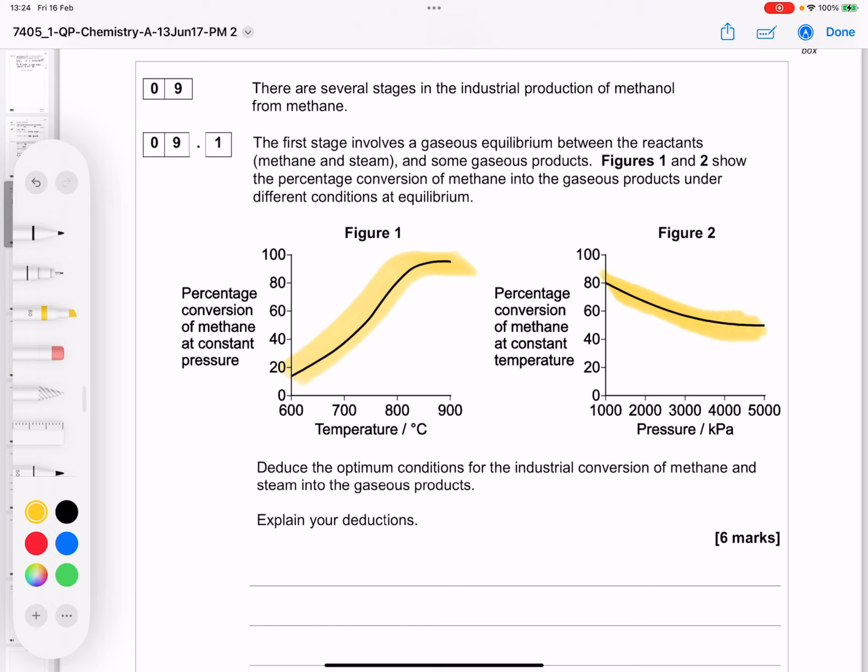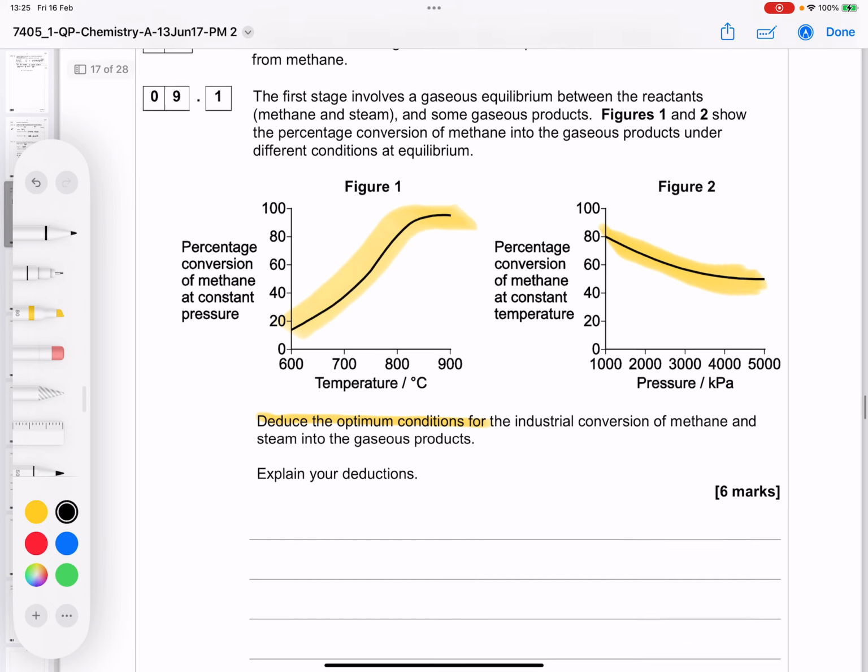Okay, so we've got these two graphs and they're showing us what we should do to the temperature and what we should do to the pressure, and we're being asked to deduce the optimum conditions. It doesn't mean specifically give a value for the temperature or pressure, although we could look at the graph and say where would be the best. But we don't have to know the answers. We're trying to explain what the graph shows us and what deductions we can make.